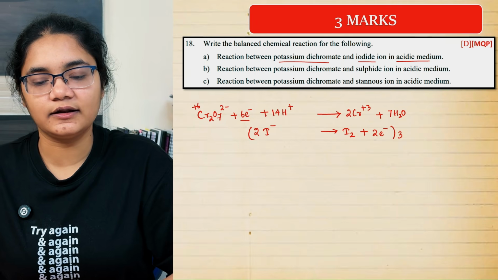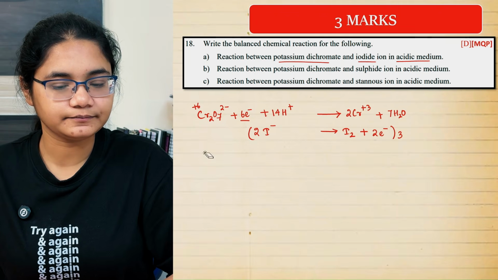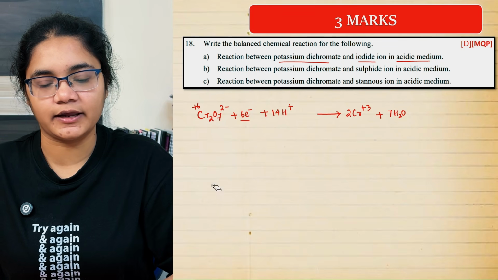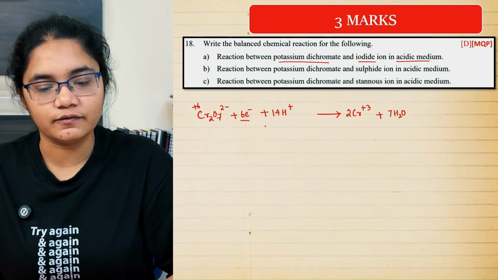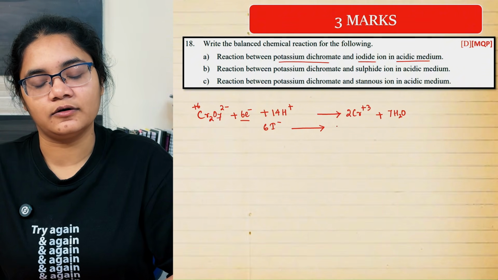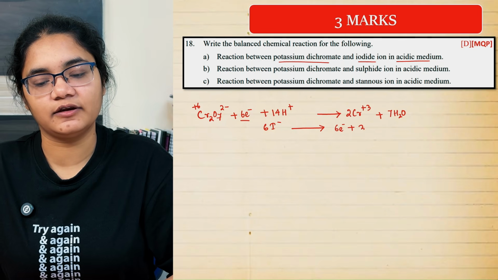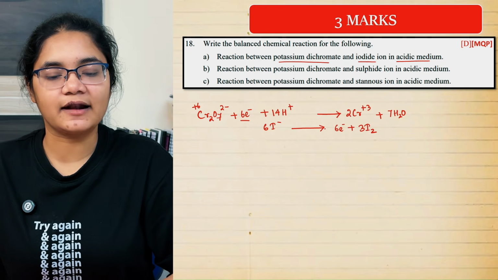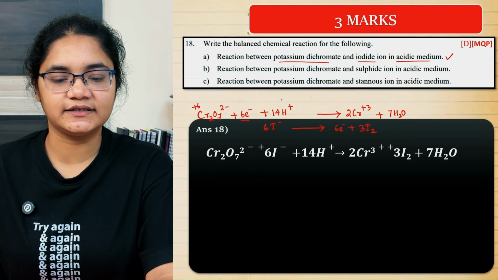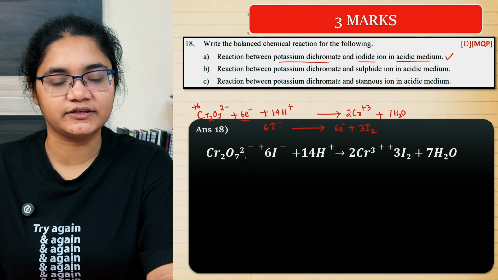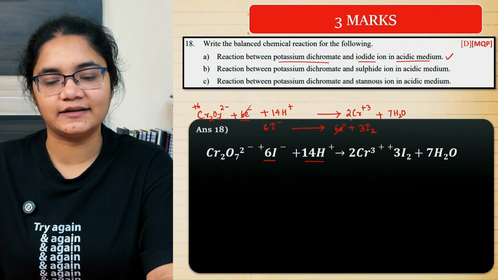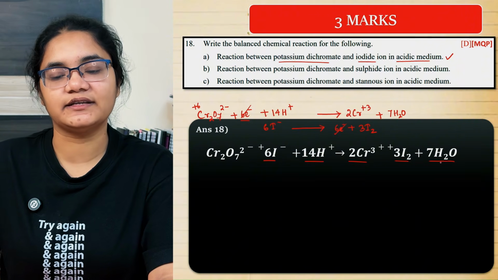After multiplying by 3, you will get 6I-, then 6 electrons and 3I2. Now you need to add these two equations to get the answer. If I add them, you get Cr2O7 2-, 6I-, 14H+; the 6 electrons get cancelled; and you get 2Cr3+, 3I2 and 7 water molecules.